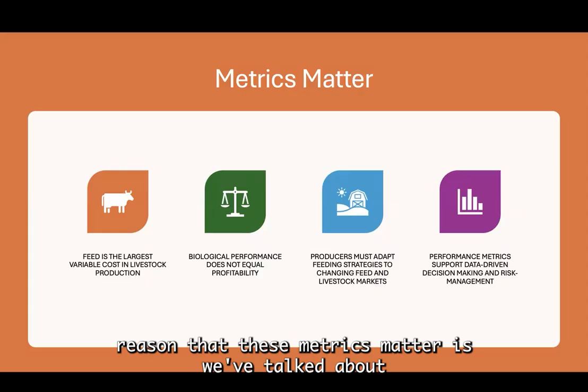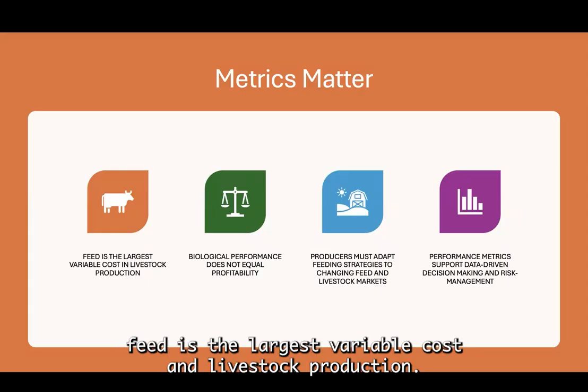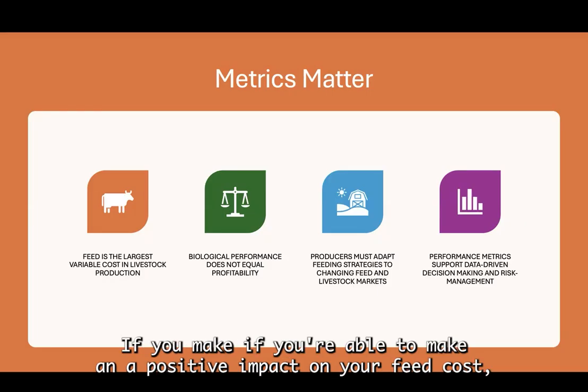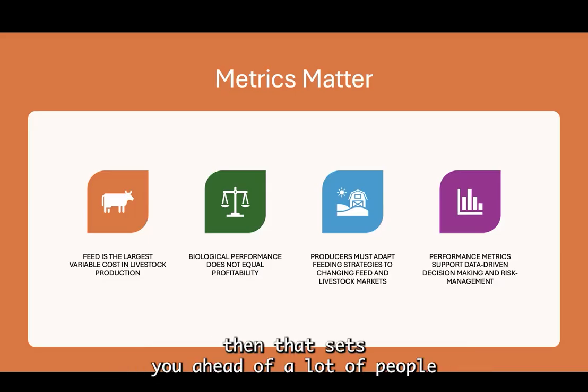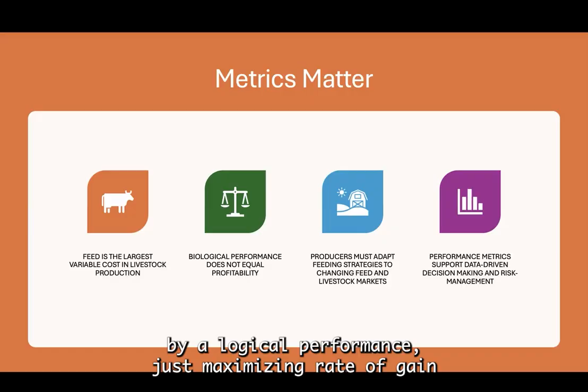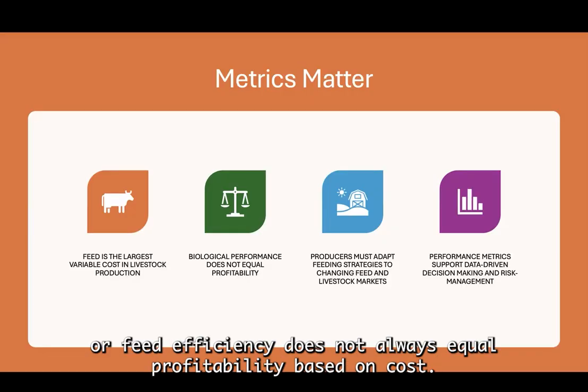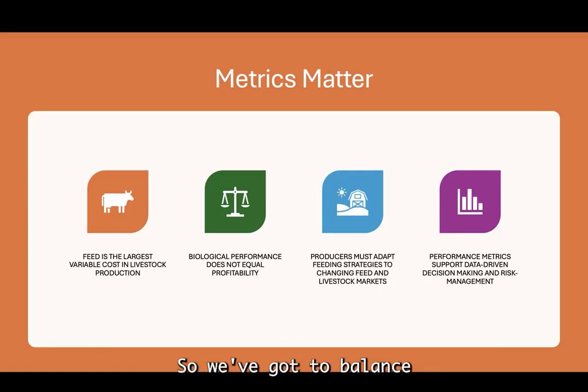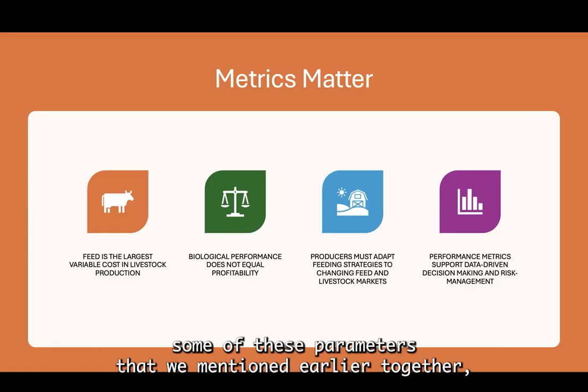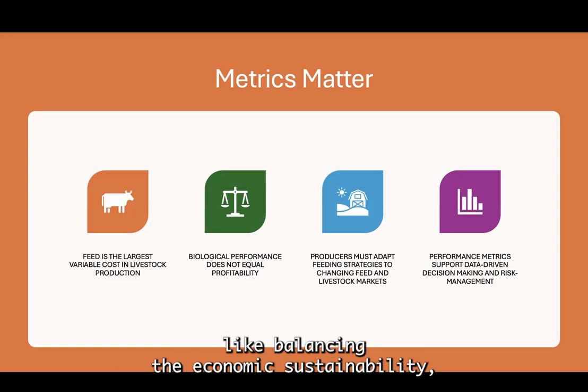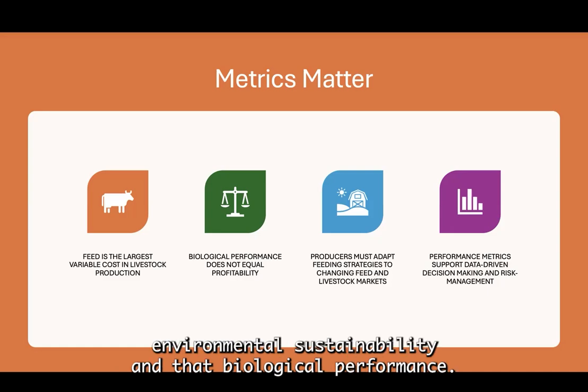And so the reason that these metrics matter is we've talked about feed is the largest variable cost in livestock production. If you're able to make a positive impact on your feed costs, then that sets you ahead of a lot of people. Biological performance, just maximizing rate of gain or feed efficiency, does not always equal profitability based on cost. So we've got to balance some of these parameters that we mentioned earlier together, like balancing the economic sustainability, environmental sustainability, and that biological performance.